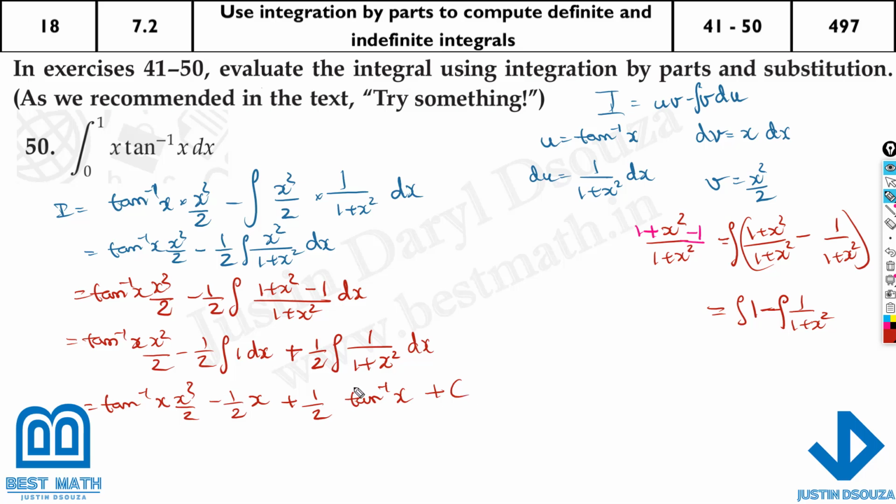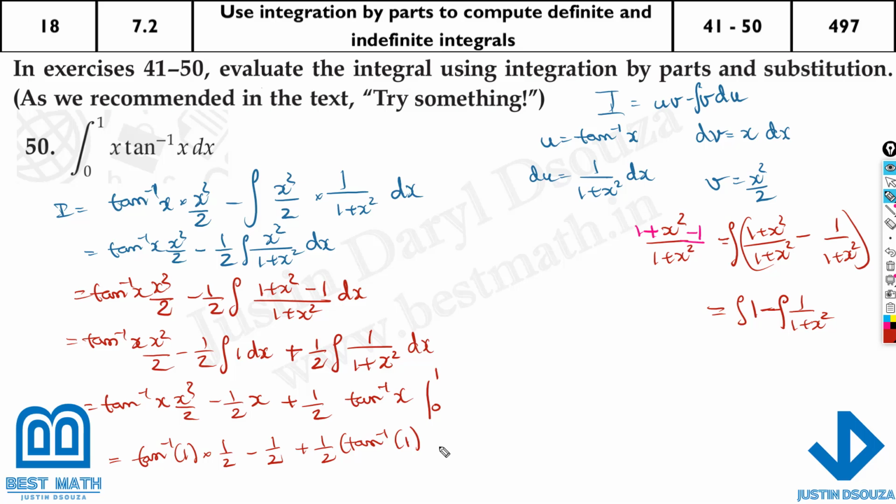So now this is the final answer. But what is the most important thing? I'm not going to write c because it's a definite integral. We know the values of the limits, right? I'm going to apply the limit 0 to 1. I've not written the limits anywhere, but now I'll apply them. So this is tan inverse x, that is tan inverse of 1, multiplied by 1 squared is 1 itself, so 1 by 2, half, minus, again, half. Why? Because 1 times half is the same thing, plus half into tan inverse of 1.